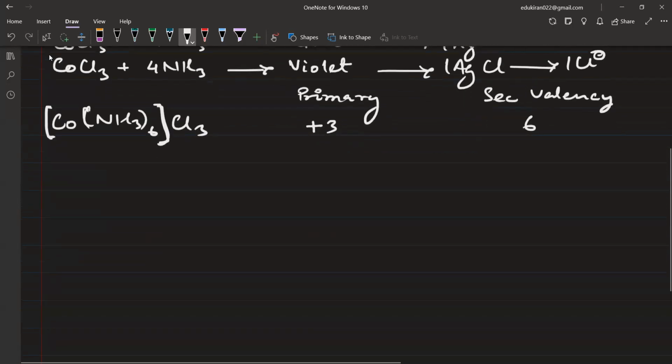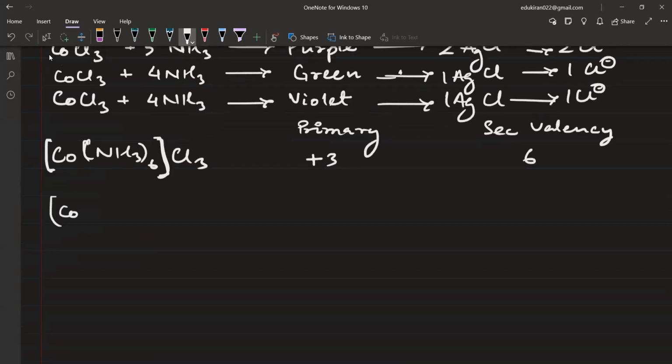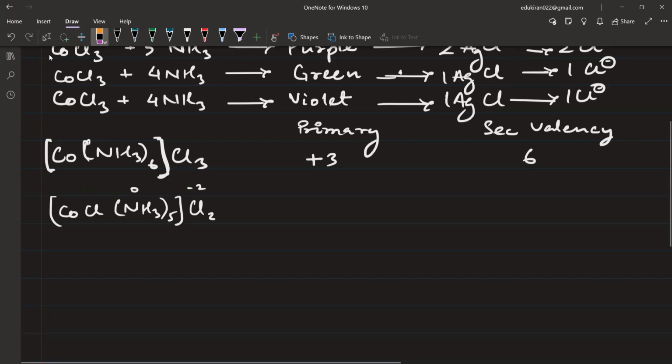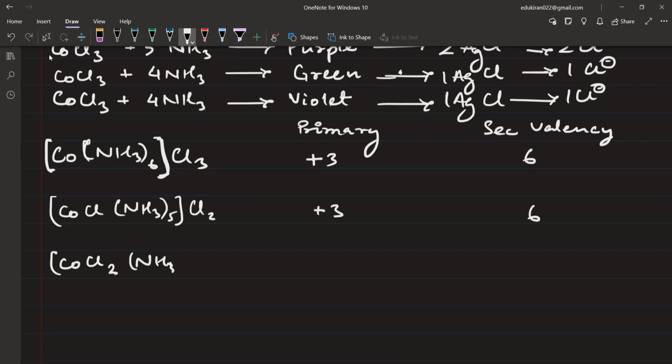Cobalt, for the second one, he said that the formula will be Co Cl (NH3)5 and Cl2. Now in this case, if you see, this cobalt will be having -1, NH3 ammonia is going to be 0, and Cl is going to be again -2. So in total, this is also again going to have same primary valency, that is equal to +3, and secondary valency is equal to 6. Then for the fourth one, you will have cobalt chloride twice, (NH3)4, and there will be one Cl that will be independent, +3, and here we have 6.